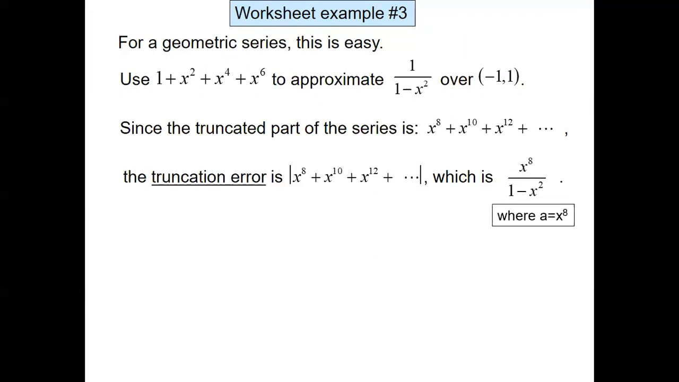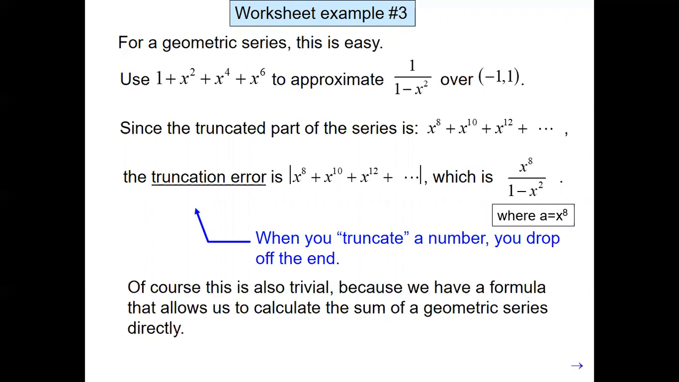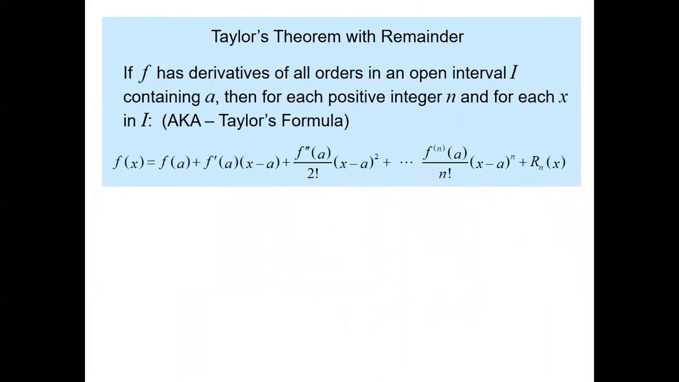That's called the truncation, or the truncation error. And the truncation error itself is a polynomial that is a geometric series. The first term is x to the 8th, multiplied by 1 over 1 minus x squared. So when I'm truncating, I'm dropping off all of those other terms. That's what we mean by the truncation error, or what Taylor is going to call the remainder.